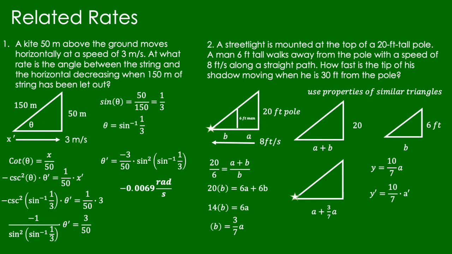A prime is the distance which is changing. So the distance that's changing is 8 feet per second. The man is moving at a rate of 8 feet per second, so his distance is changing by that much. So we plug in 8 for A prime. Since we didn't have A, we don't plug in 30. We just plug in the A prime, which is 8. And we get 11.43 feet per second.